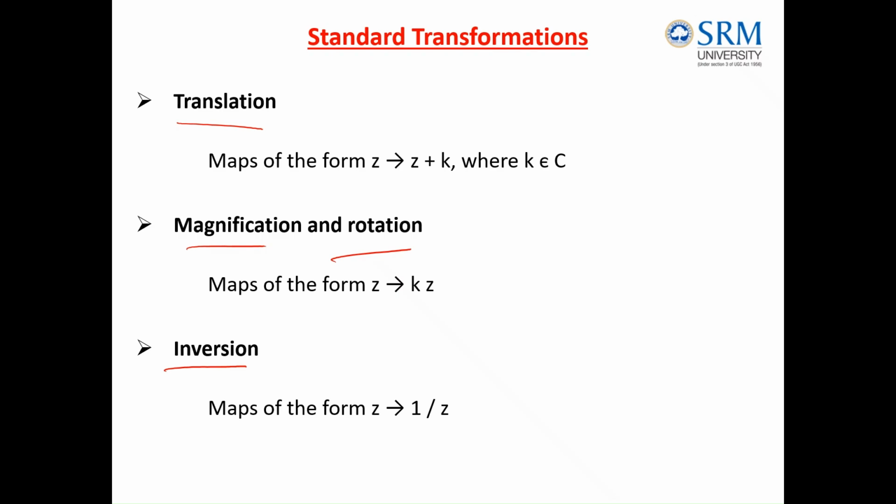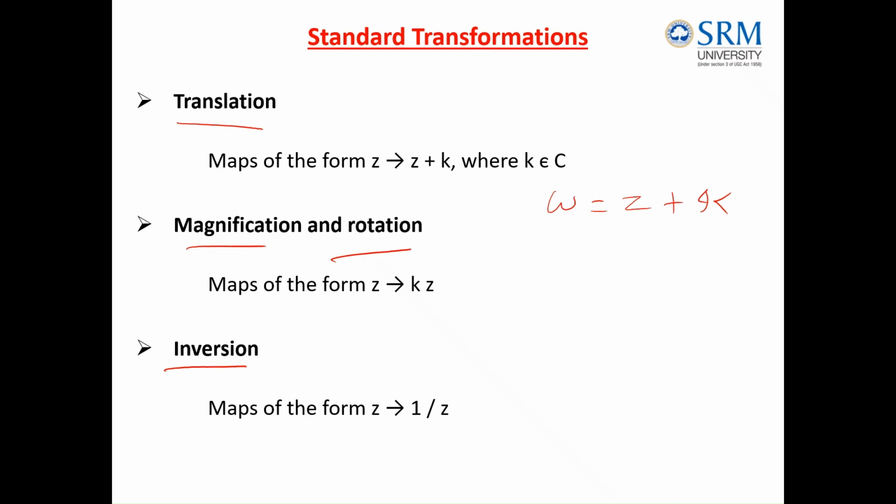The translation is a transformation which is defined as w equal to z plus k, where k belongs to C, that is, k is a constant. So this mapping gives you a translation of the image.